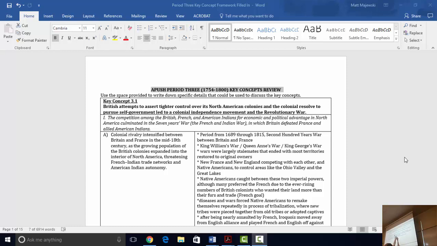It is also considered to be the end of salutary neglect. Remember, that was the policy where the British did not enforce their navigation laws. After the war, they will start doing so. One, because they realize the Americans are becoming less controllable, more rebellious. And secondly, because they're in debt after the war, right? And so they need American trade to help them pay off their debt, so they want to try to force Americans to trade only with them.